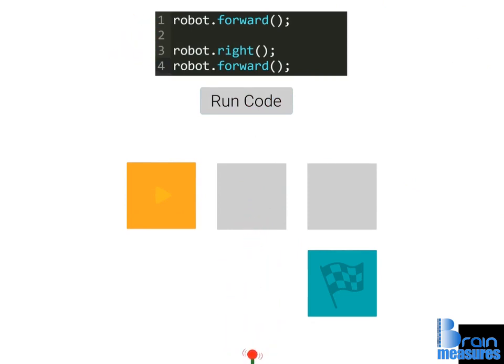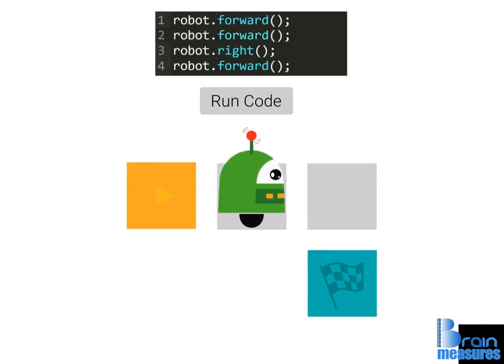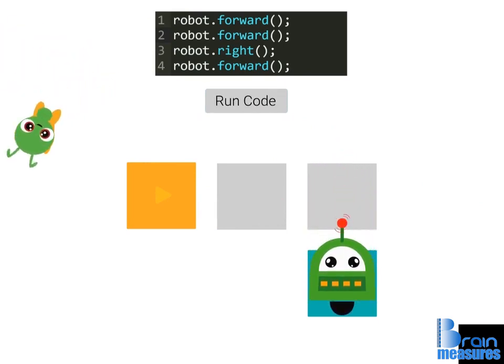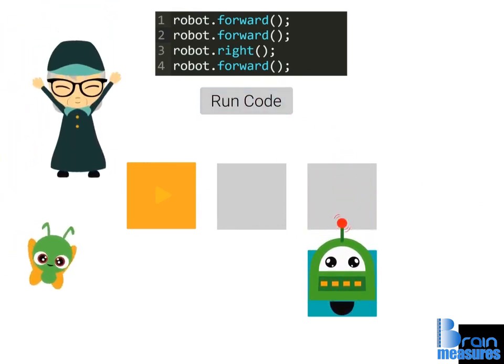Let's fix this bug in our code editor by adding another robot.forward instruction before robot.right. Once you are done, try your code once again by hitting Run Code to make sure the bug was properly squished.